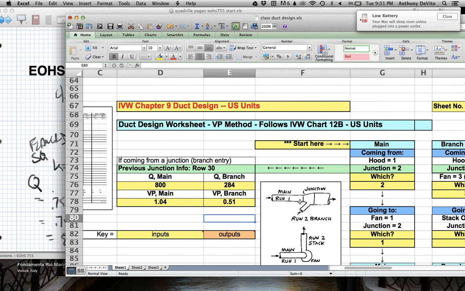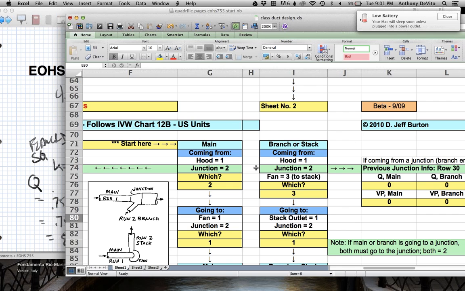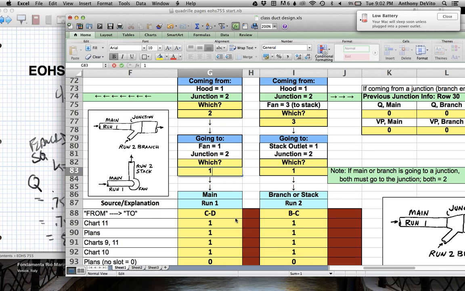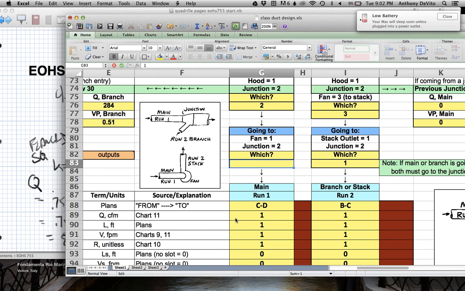Okay, that's 0.51. Let's start from the start here. We're coming from now a junction, right? This run now is going to be C through D. D is the suction side of the fan. So we're coming from a junction and we're going to another junction or a fan. We're going to the fan. If we were going to a third hood, we would use this now to calculate for the third hood. That's going to be a 1 because it's a fan.